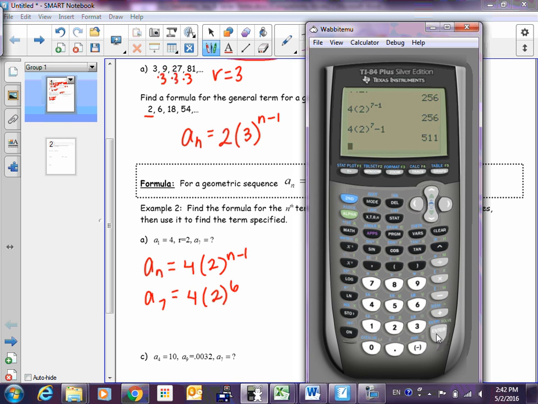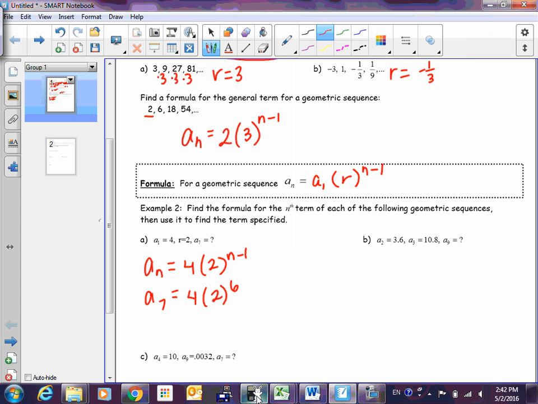If you got 511, your minus 1 is not in your exponent. Honestly, I think it's easier just to go ahead and do minus 1 in our head. That's a thing we can do in our head and not get in trouble for. So that was 256. That was our answer.